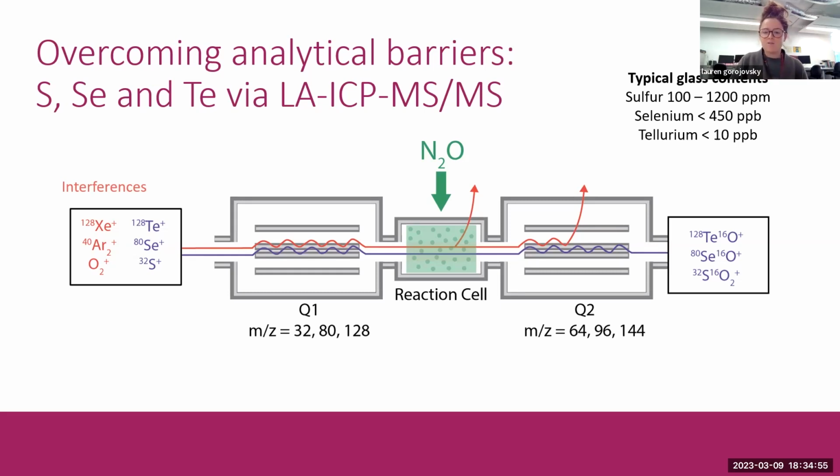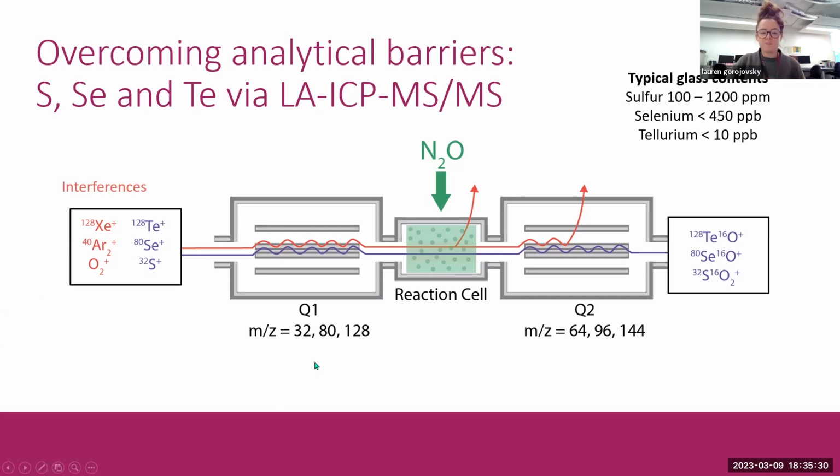On top of that, using ICP-MS instruments, we have the problem of interferences, and sulfur, selenium, and tellurium have really severe ones. All of the interferences are derived from the gas that we use to ionize or create the plasma, and those are xenon, argon, and oxygen. Essentially, by using a triple quad, we can react sulfur, selenium, and tellurium with a reaction gas to shift away from those interferences.